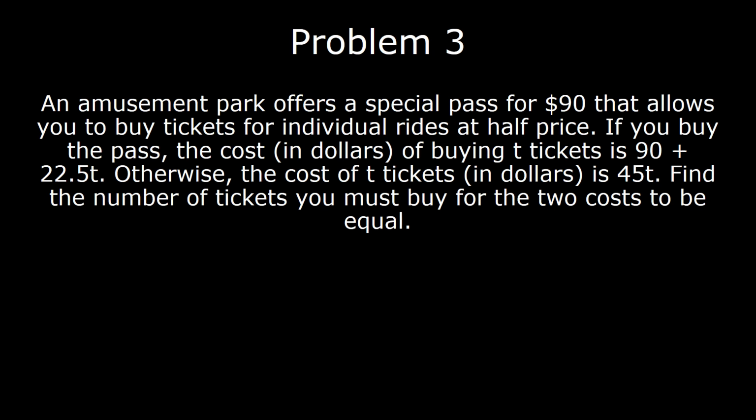Transposing 22.5 from the RHS numerator to the LHS denominator, we have 90 upon 22.5 equals t. But 90 upon 22.5, if you calculate, gives us the simple number 4. Therefore, 4 equals t, or t equals 4. Therefore, you need to buy 4 tickets in order for the cost with or without this Super Saver pass to be one and the same.